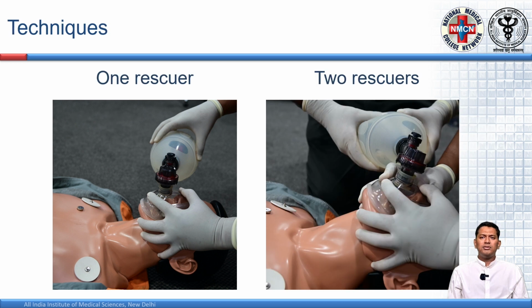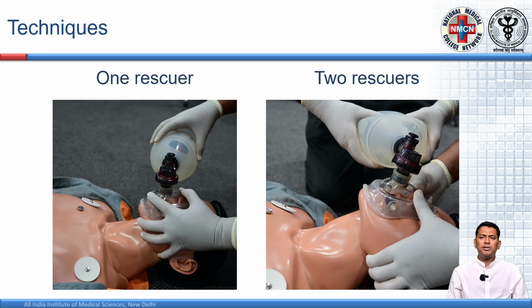The same technique can be used when two rescuers are available, with both hands holding the mask for a more effective seal. As a result, there will be minimal leak. The second rescuer compresses the bag. Another technique in two rescuer bag and mask ventilation is by using bilateral jaw thrust. The second rescuer compresses the bag.